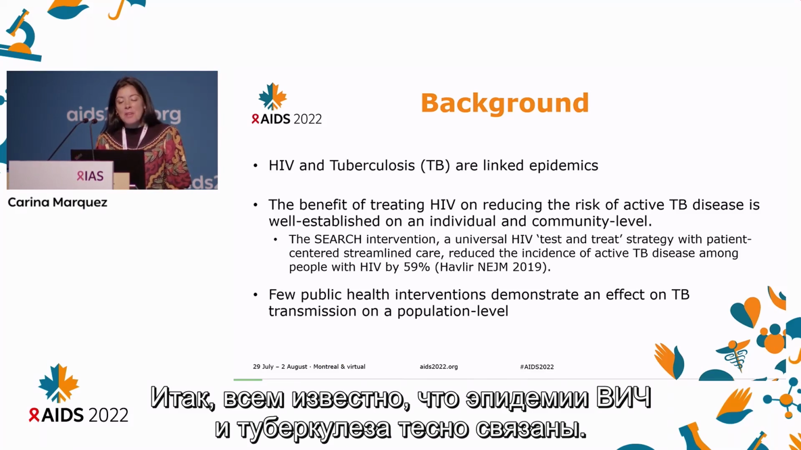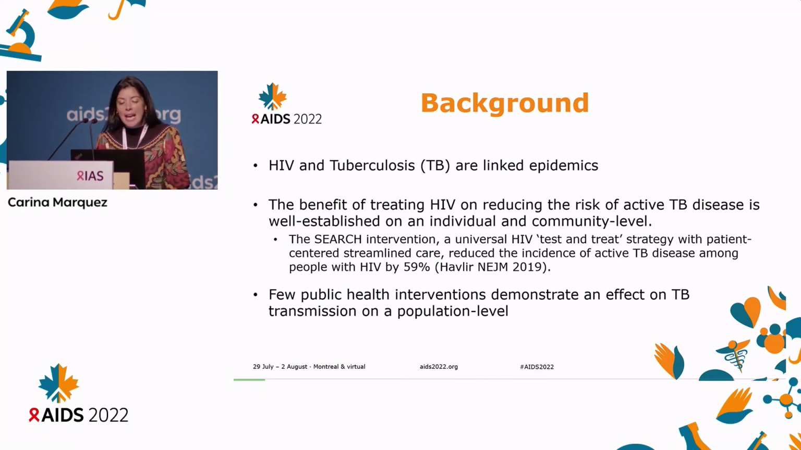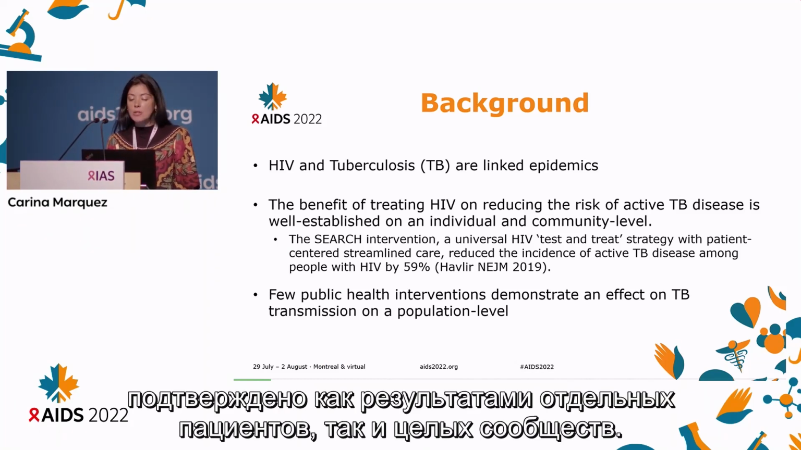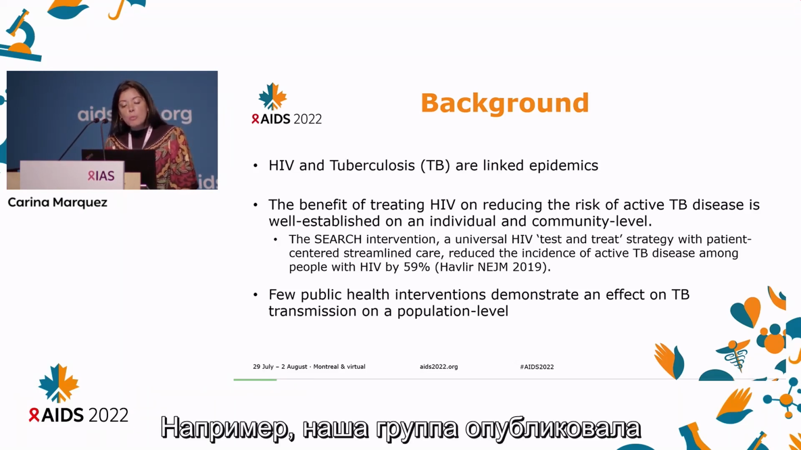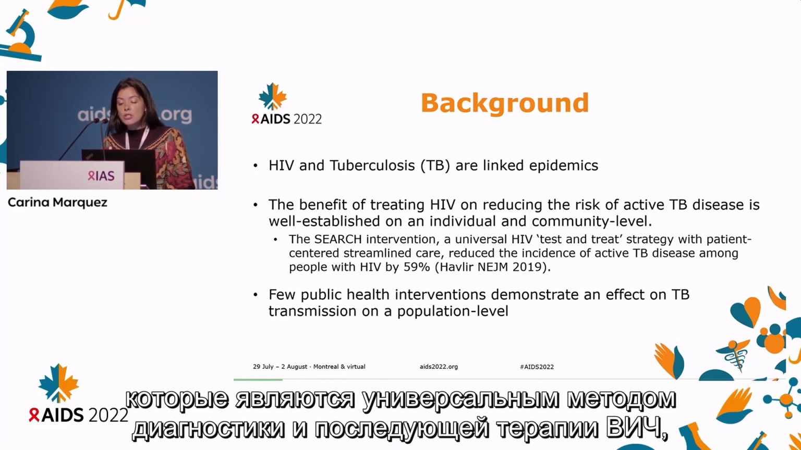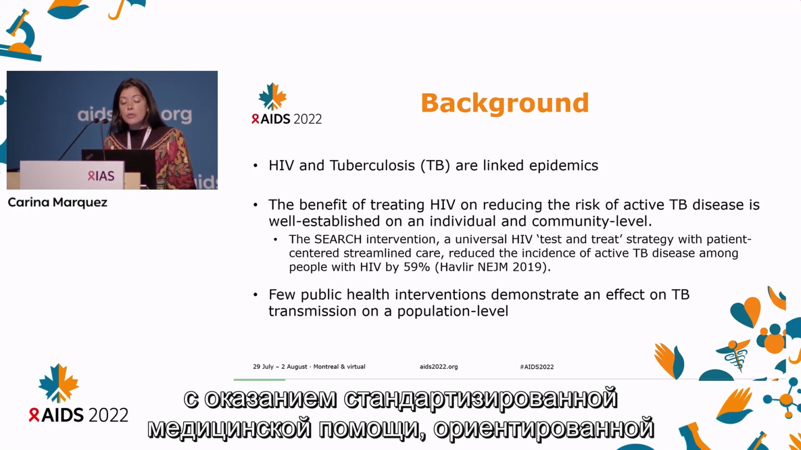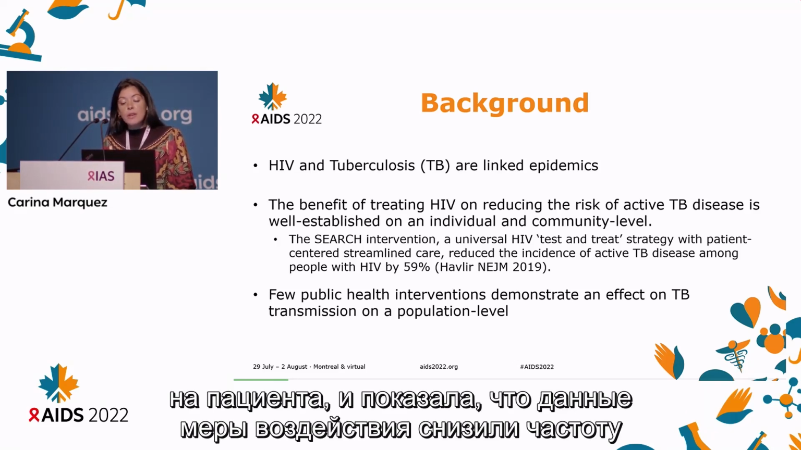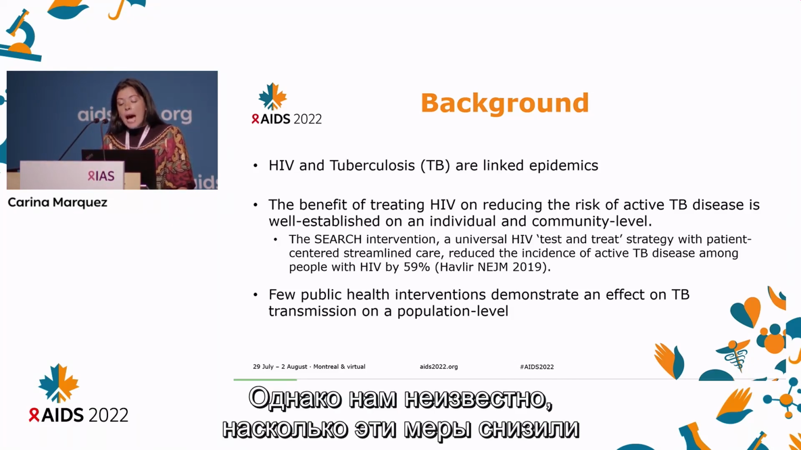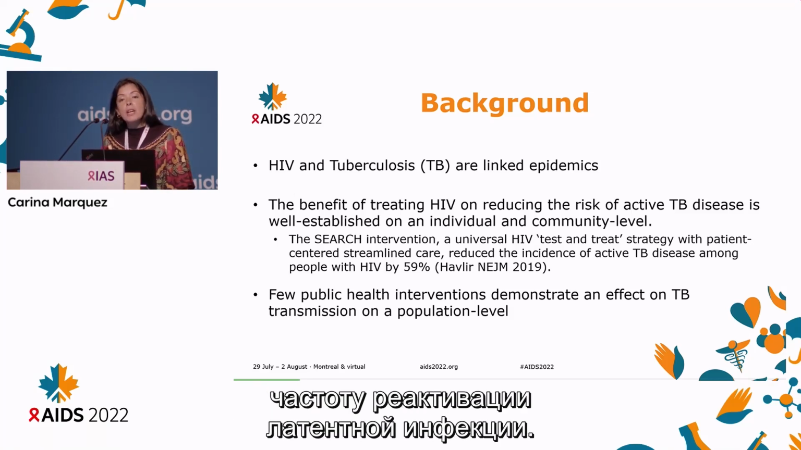So we all know that HIV and tuberculosis are linked epidemics, and the benefit of treating HIV on reducing the risk of active TB disease is well established, both on the individual and the community level. For example, our group published findings from the SEARCH intervention, which is a universal HIV test and treat strategy with patient-centered streamlined care, and showed that this intervention reduced the incidence of active TB disease among people with HIV by 59%.